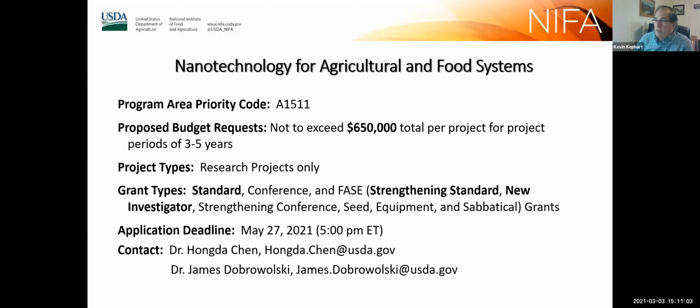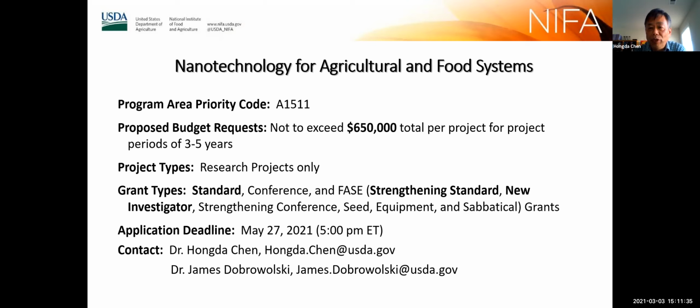Okay, our next area is nanotechnology for agricultural and food systems. That's A1511, and Dr. Hongda Chen will lead this one. Thank you very much, Kevin, and welcome to this session. The nanotechnology for agriculture and food system program offers the same budget ceiling, $650,000 for a project up to 5 years, 3 to 5 years.